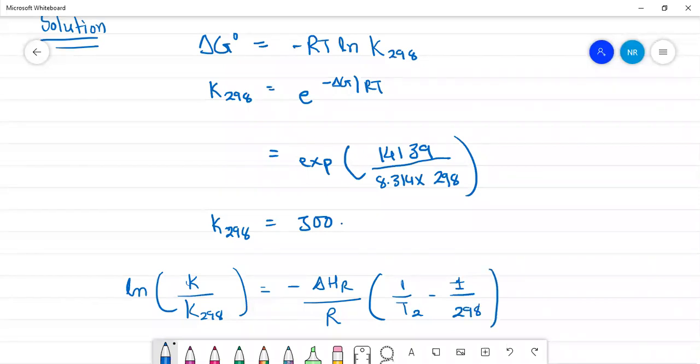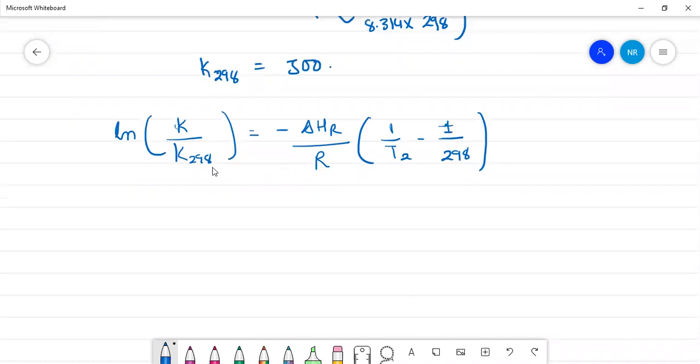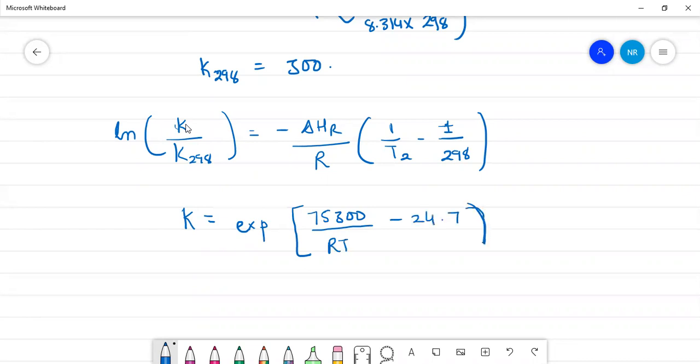Okay, if I rearrange this, I'm directly writing down the equation. I will put in the delta HR value, R value, T2 value, and K value, and finally I'm writing down the equation. I will not write down the whole steps; I just rearrange the equation after putting in the values. Finally I get K equal to exponential of 75,300 divided by RT minus 24.7.